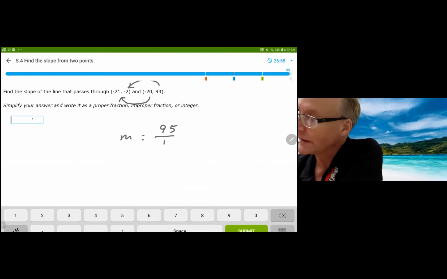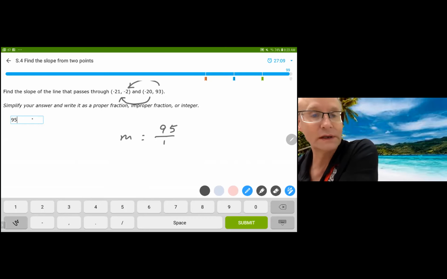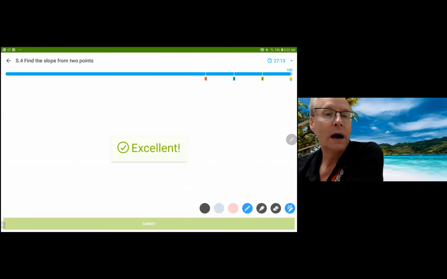Got to put in my answer, I guess. And it's always a good idea to check your last answer. That is 93 minus negative 2, which is 95, and negative 20 plus 21 is 1. So 95, and I'm done.